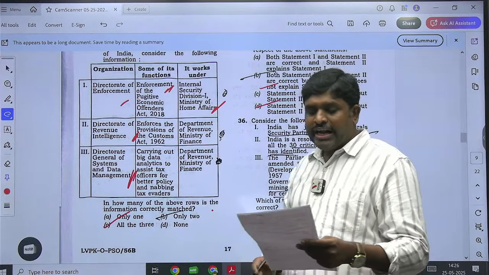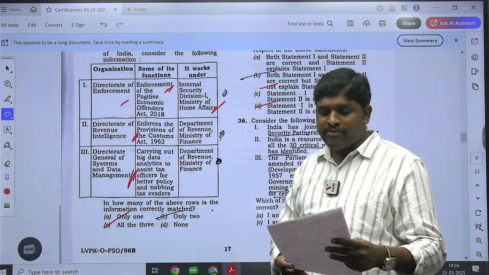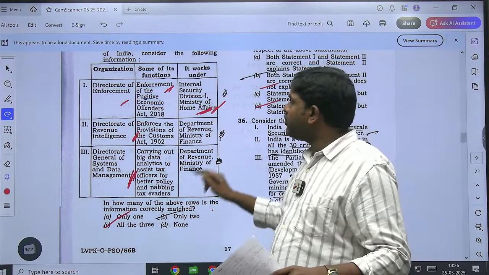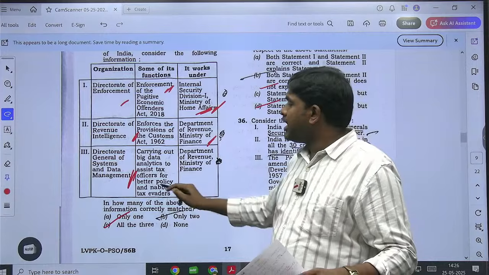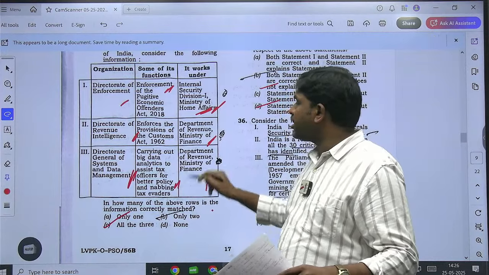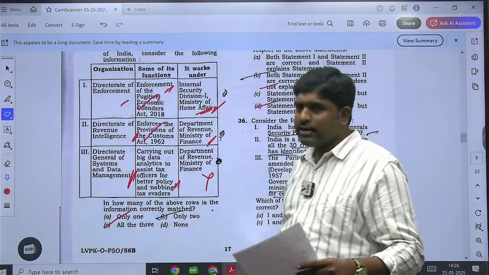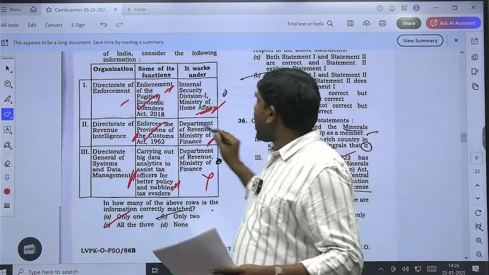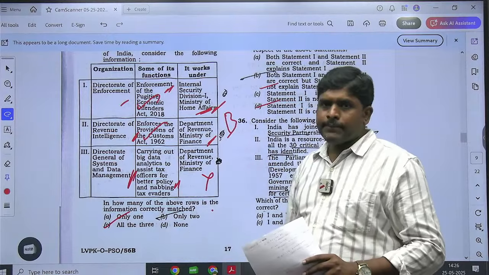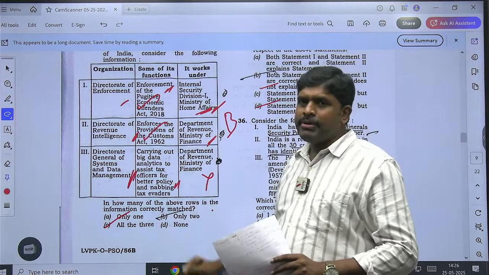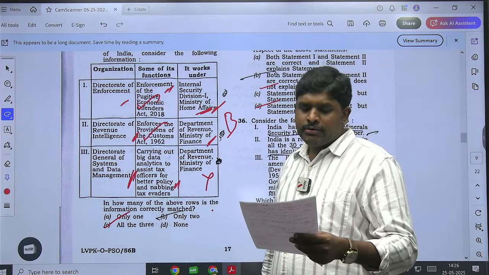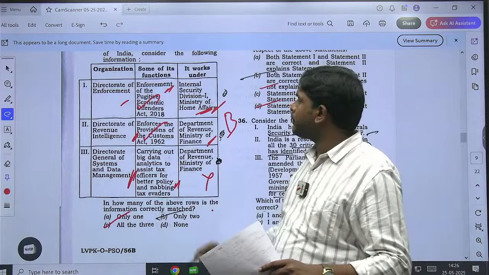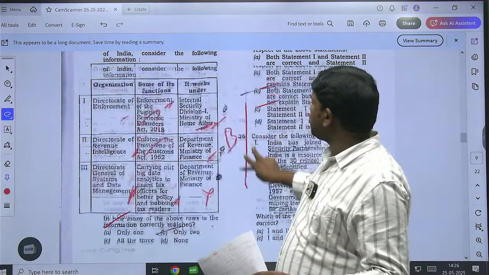ED works under Ministry of Home Affairs. So it is Ministry of Home Affairs. Directorate of Revenue, it also works under Ministry of Finance. Data management, this won't work under Ministry of Finance. So answer 1 and 2 are correct. So this is with respect to 33. Answer is B. We know that ED every time it will be coming under which option? ED works under which one? Enforcement Directorate works under what? So in this way the answer is both.